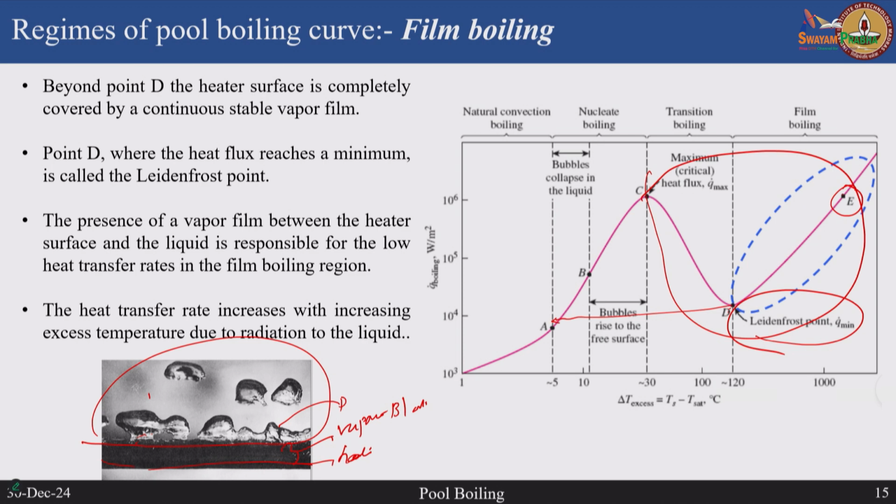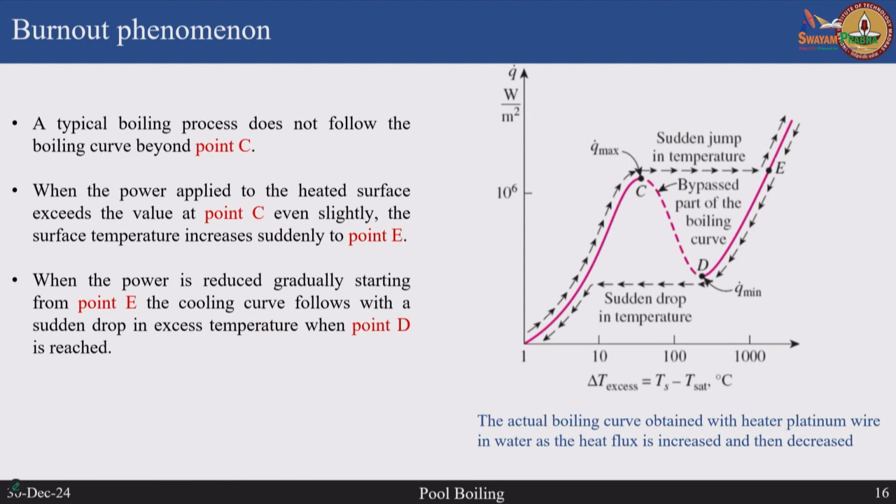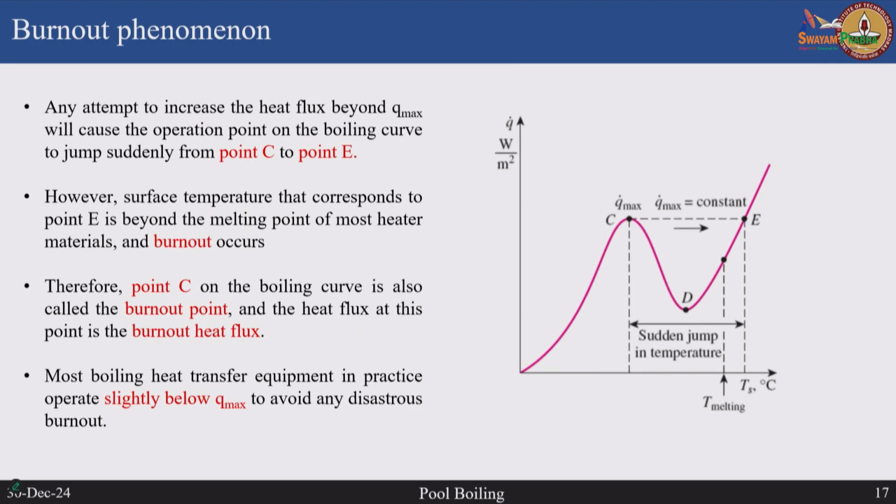So this is typically how the image looks, and as I said, if you do not stop at E and you do not try to reduce the heat flux, it is going to cause the burnout, because the excess temperature exceeds the melting temperature of your heater.